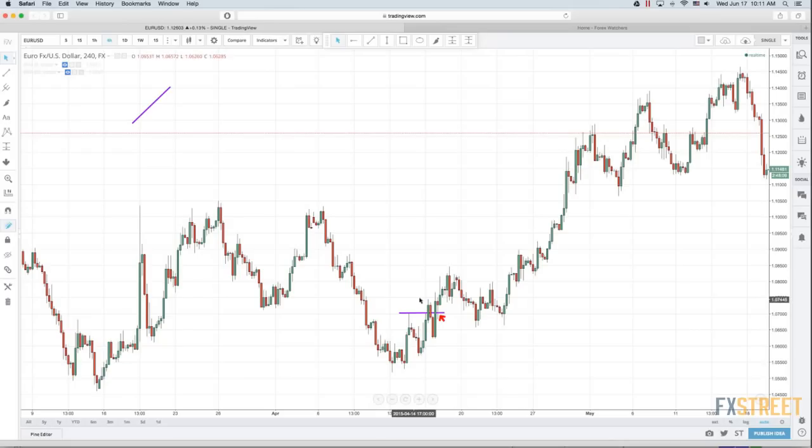Okay? All right. So then the resistance moves higher to the next guy. Moves up to this guy. And does he break it? Does this green candle going up break it? No. What about the next green candle?